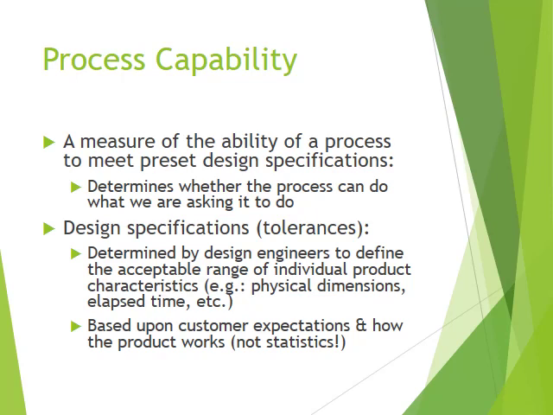Okay, process capability. Process capability is a measure of the ability of a process to meet preset design specifications. It is to determine whether the process can do what we are asking it to do. Design specification must have tolerance. It is determined by design engineers to define the acceptable range of individual product characteristics, for example, physical dimensions, elapsed time, and so on. Second, based upon customer expectation and how the product works.